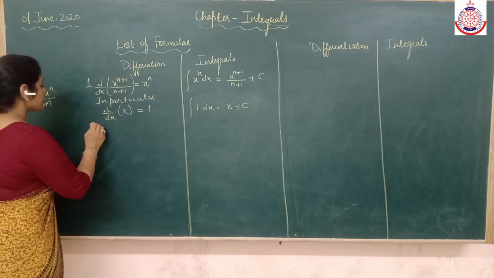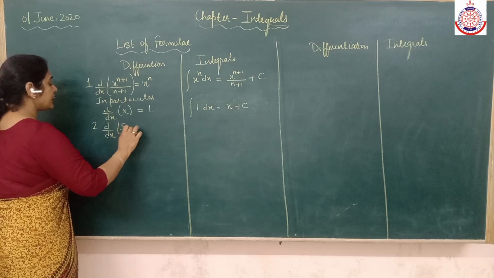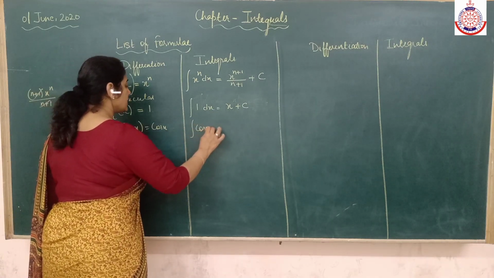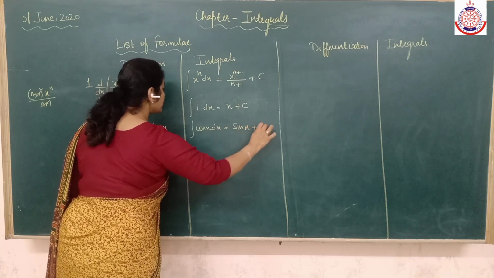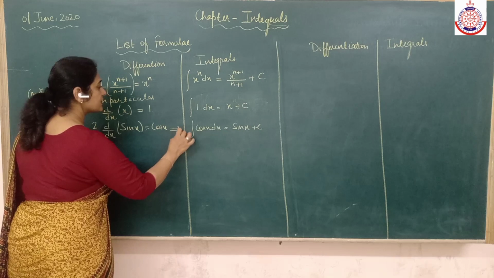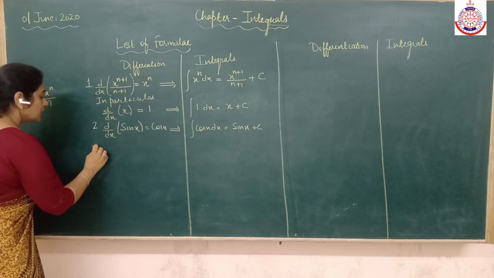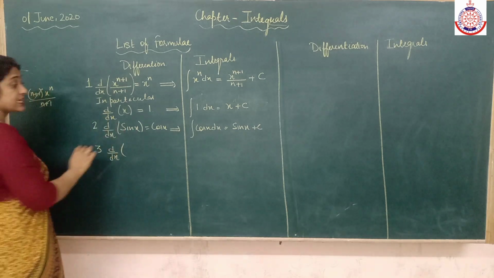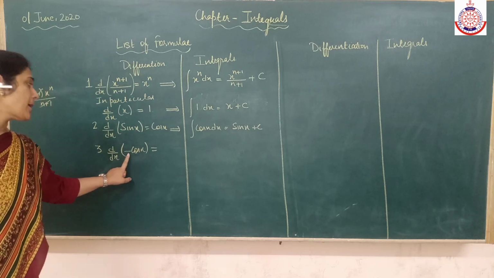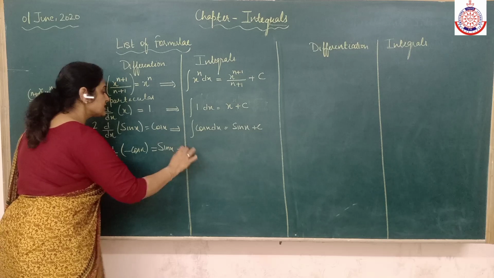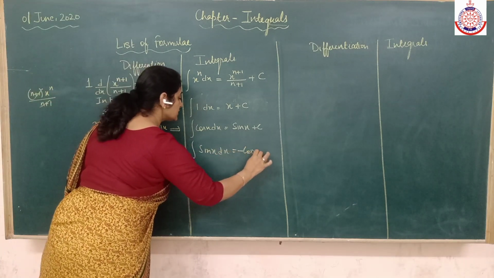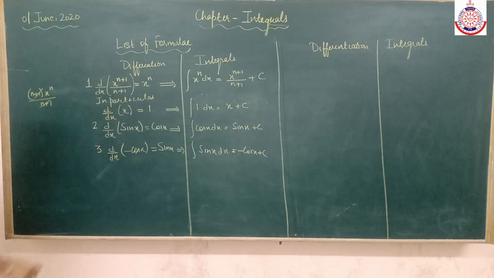Is this clear? Now coming to trigonometry, differentiation of sin x. What is differentiation of sin x? Cos x. So that means integration of cos x is going to be sin x. Don't forget to write this c, because we are dealing with indefinite integration. Alright, fine. So make it clear that it is coming from here. Third, differentiation of minus cos x. Differentiation of cos is minus sin, minus minus plus, so it's going to be sin x. That means integration of sin x is going to be minus cos x.